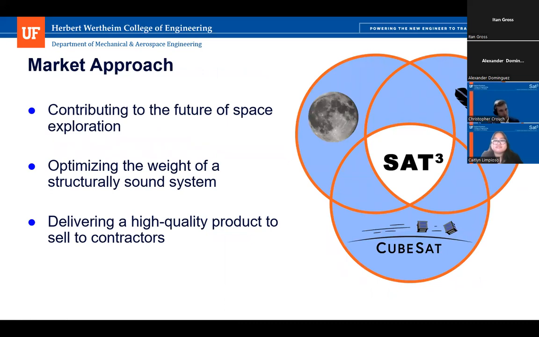SatCube created a market approach to compete with competitors on the market. We are passionate about contributing to the future of space exploration. The CubeSat will be able to take high-quality photos of space, which will contribute to this goal. We wanted to be the best in the industry at optimizing the weight of a structurally sound system. This goal is at the forefront of our design. In later discussion of subsystems, the lightweight design will become apparent. Lastly, since money makes the world go round, our economic drive is delivering high quality product to sell to contractors. The buyer and their needs was at our top priority.